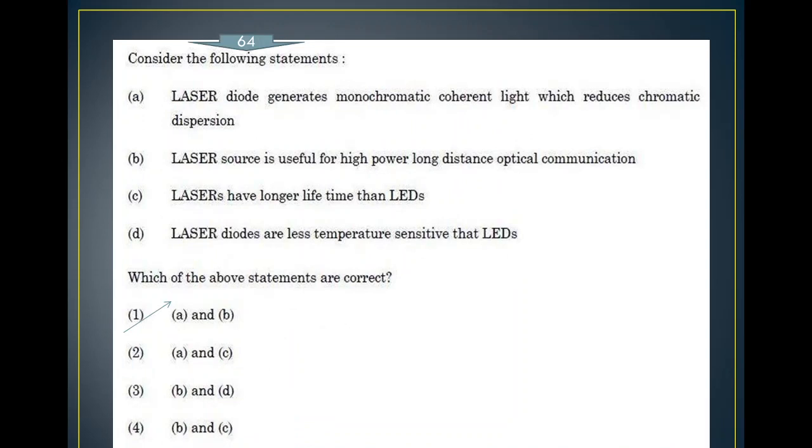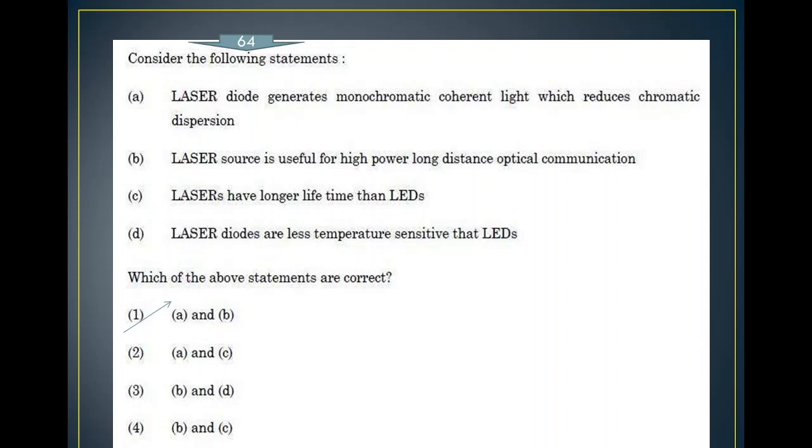Consider the following statements. Statement first, A. Laser diodes generate monochromatic coherent light which reduces chromatic dispersion.